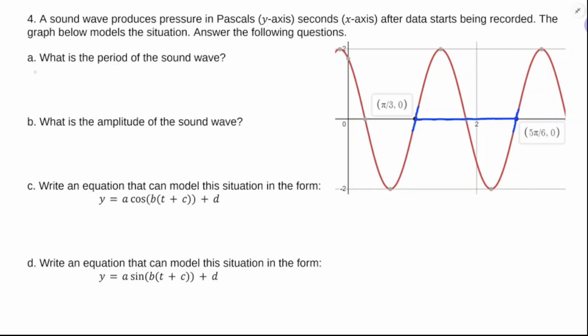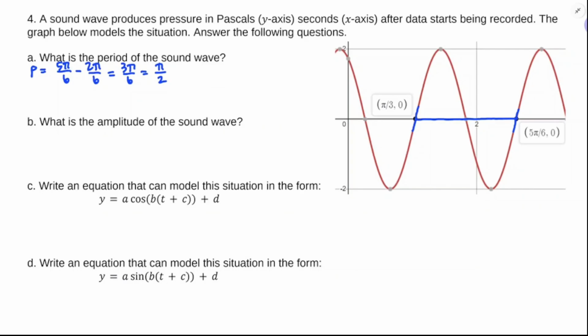So I'll do that over here. Period equals, I'm just going to do right minus left, 5 pi over 6 minus pi over 3, I might call that 2 pi over 6. That's going to equal 3 pi over 6, which is pi over 2.